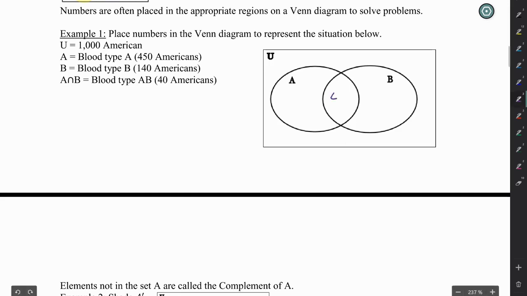So we'll start with the 40 Americans that fall in there. Then there's 140 in B and 450 in A. Now, you would think we're done, but we're not, because our universal set has 1,000 Americans. We should probably put an S on it. So if we add these numbers up and subtract them from 1,000, that means that we have 370 people in our universal set who do not have type A blood, type B blood, or type AB blood.